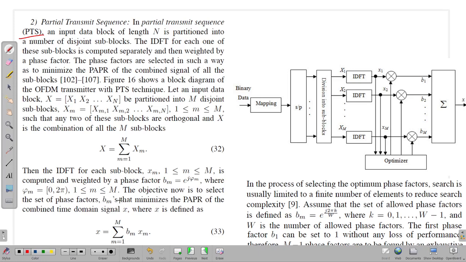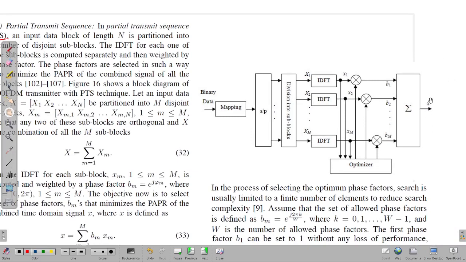It is definitely a phase sequence, but it has some differences when you compare with SLM. We'll see what it is. So this optimizer selects the value of this bm, and it gets multiplied with x1, x2 up to xm, and finally all these are combined and added, and it is getting transmitted as x. So where does the optimization happen here? Optimization happens in the selection of b1, b2 up to bm.